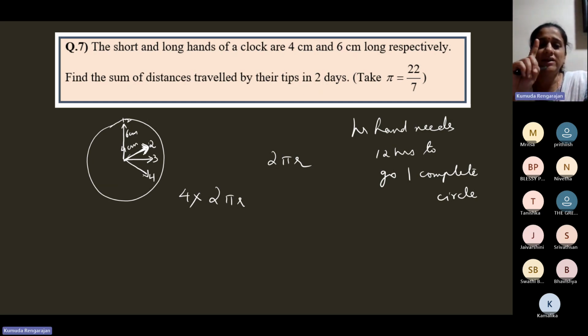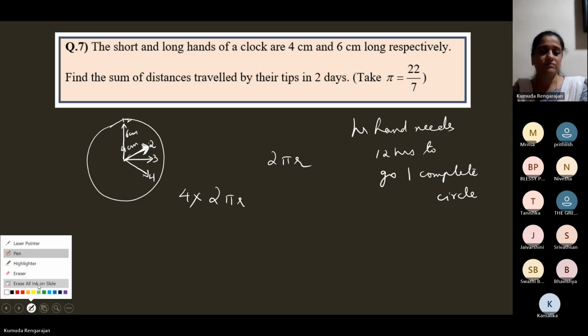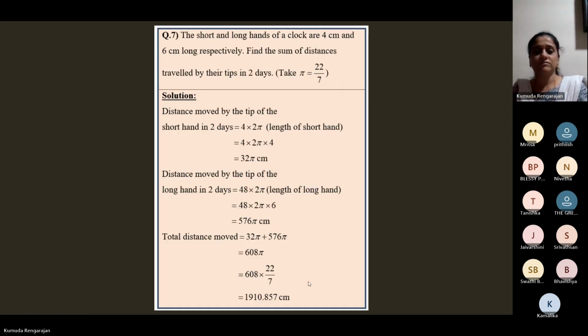So that means in 1 day, 24 circles. In 2 days, 48 circles. One circle, 2 pi r. 48 circles, 48 into 2 pi r. But what is r? 6 centimeters for the minute hand. For the hour hand, 4 centimeters. Please work this out.